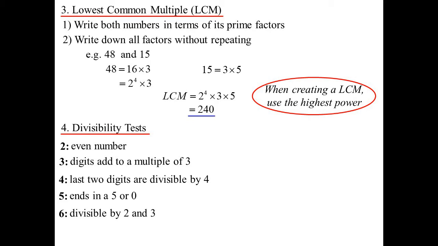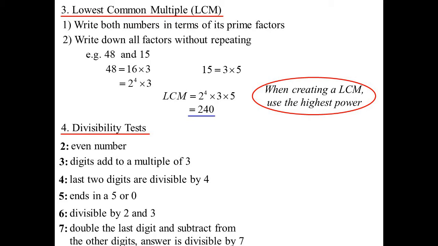Now, I'll be very impressed if you get this one without looking at the sheet. This one's very tricky. 7. Does anyone know the divisibility of 7? Here it is. Double the last digit, subtract it from the other digits, and then that answer should be divisible by 7.